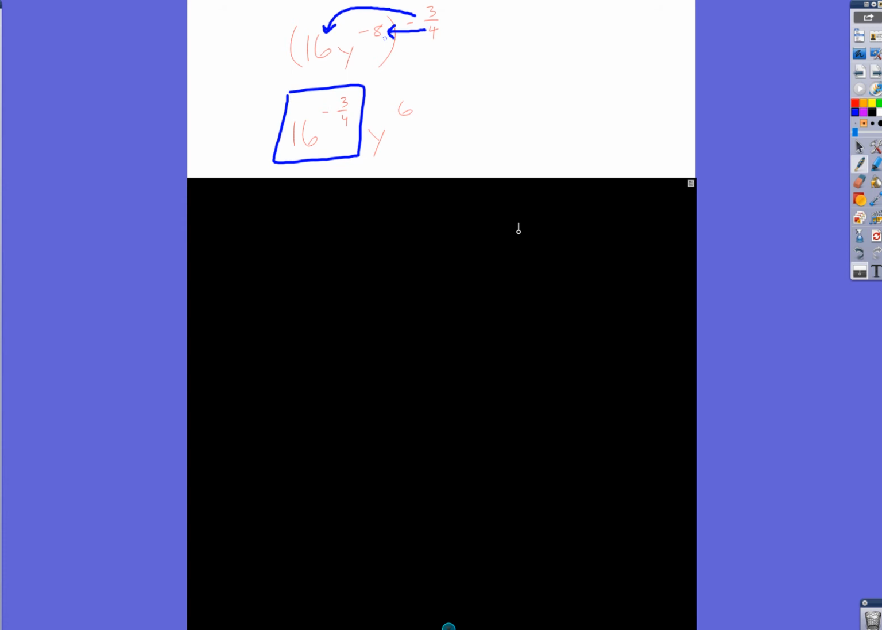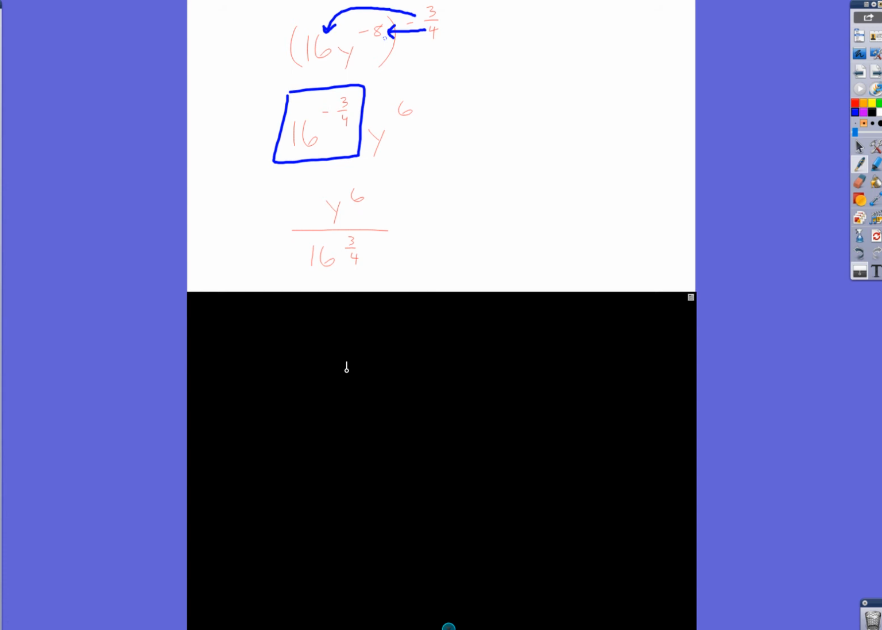Well, you don't necessarily need to always put a 1. You only put a 1 if there's nothing else there. Because in this case, I already have a y to the 6, since the entire expression is not being written as a fraction. I realize you see a fraction in the exponent, but you don't see a big fraction bar. So now what I'm going to do is drop that 16 to the bottom, and I can make the 3/4 positive.